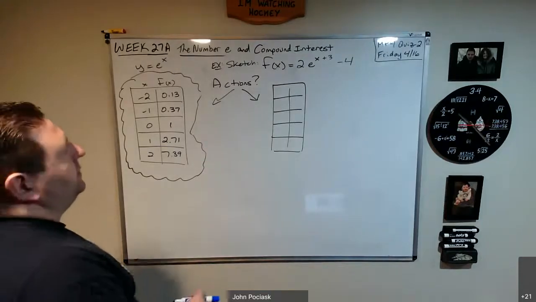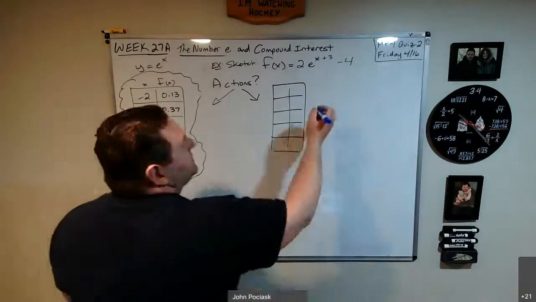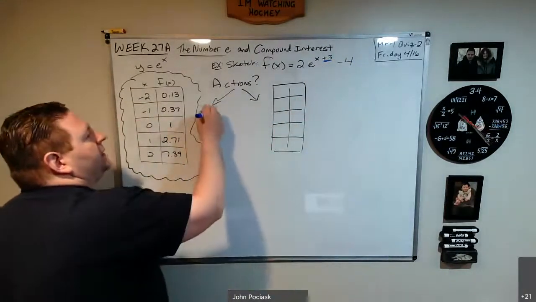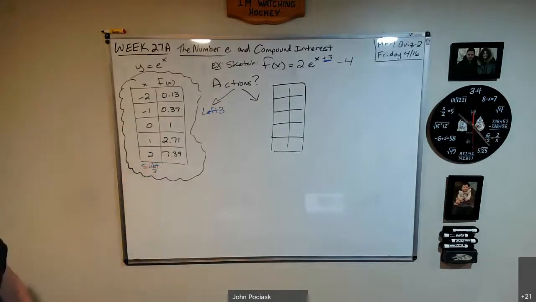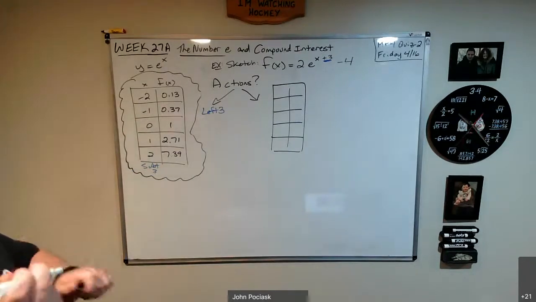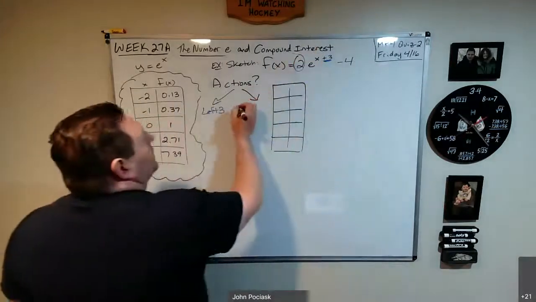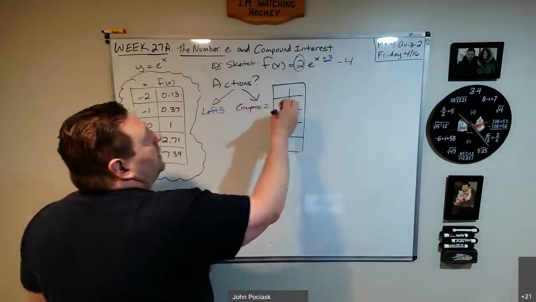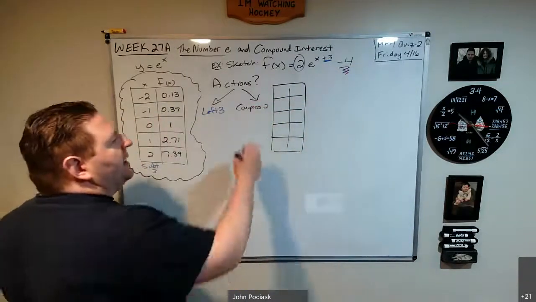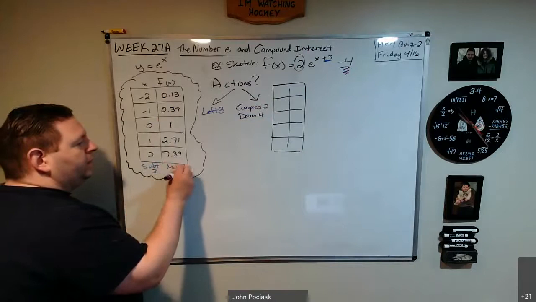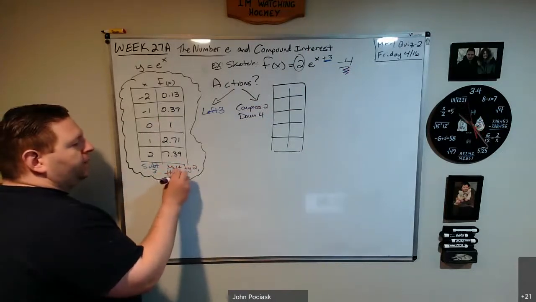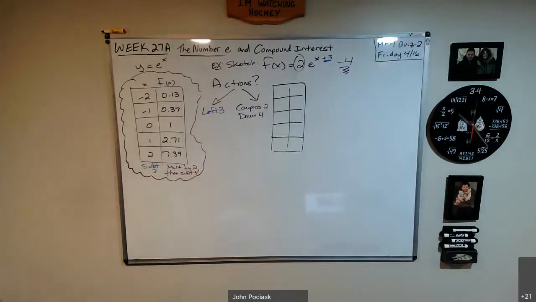So your actions: your lateral movement, left and right, is tied to the exponent. The +3 is telling you you're going left 3. That means I'm going to subtract 3 from every number in the x column. The other value involved in the function is the coefficient of 2, that's your compression, so you're going to compress by a factor of 2. And -4 would be down 4. Numerically, that means I'm going to multiply by 2, then subtract 4. And that's going to give me my new table.